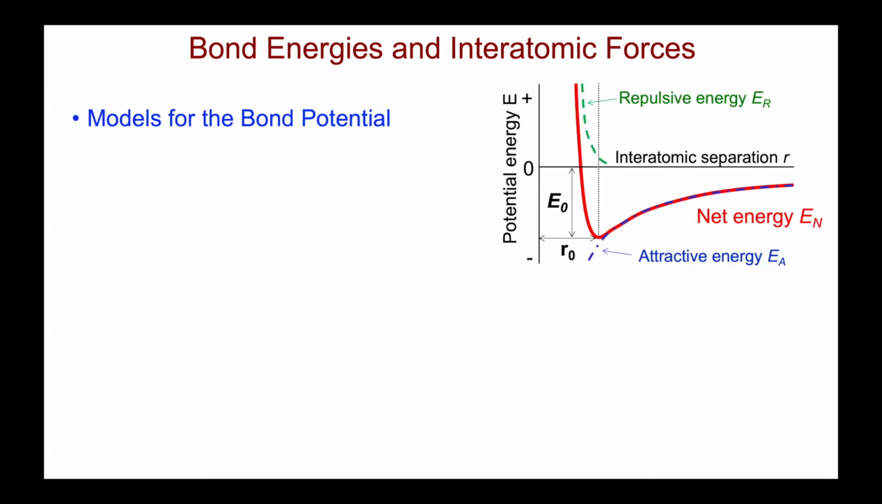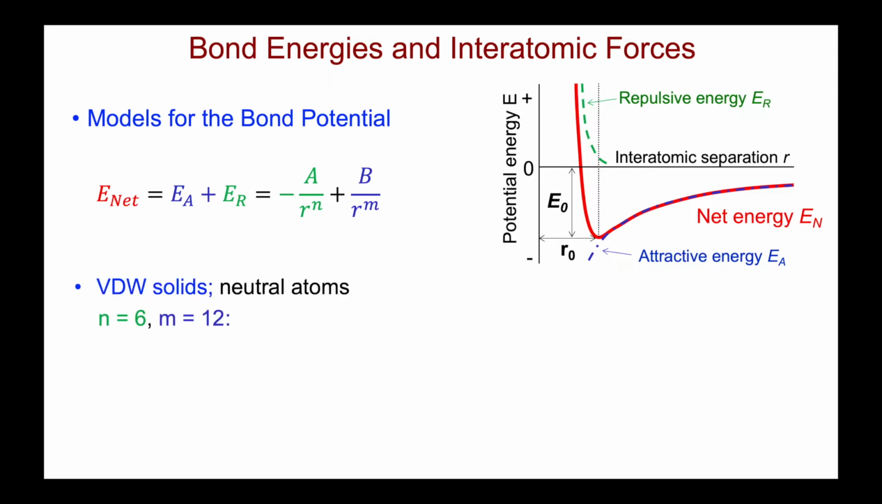Let's look now at different models for the bond potential. So the net energy is the sum of the attractive energy and the repulsive energy, where again that attractive energy is negative, and here the repulsive energy is positive, and typically it's in dependence on 1 over r. In van der Waals solids, where the atoms are not charged, they are neutral, this exponent here for the attractive forces is typically 6, and for the repulsive force it's much larger, in this case 12.